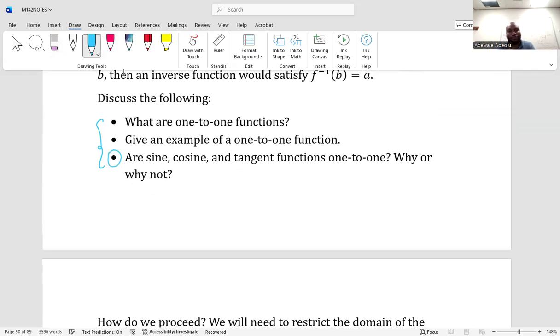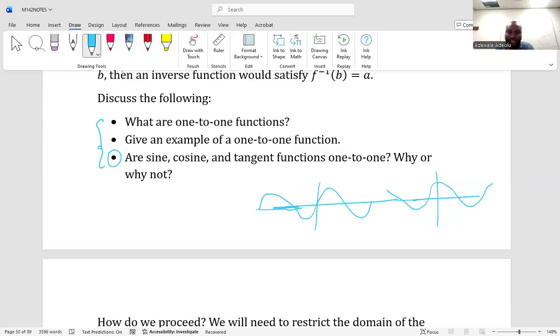Now, a good question for you to think about before we proceed is, are sine, cosine, and tangent functions one-to-one? Think about it. How does a sine function look? Then if it is cosine, how does it look? Are they one-to-one? Think about that. Now, you would see that the answer is no, they are not one-to-one.